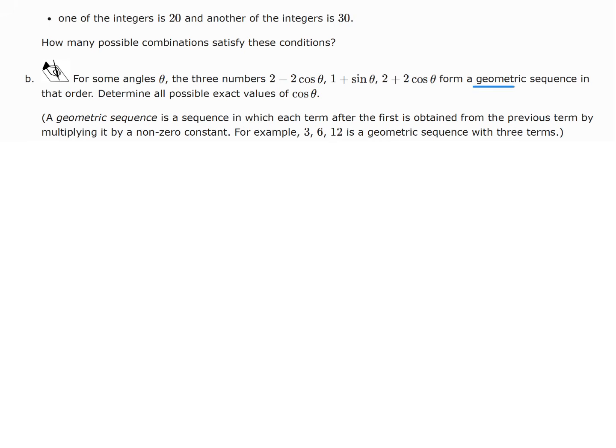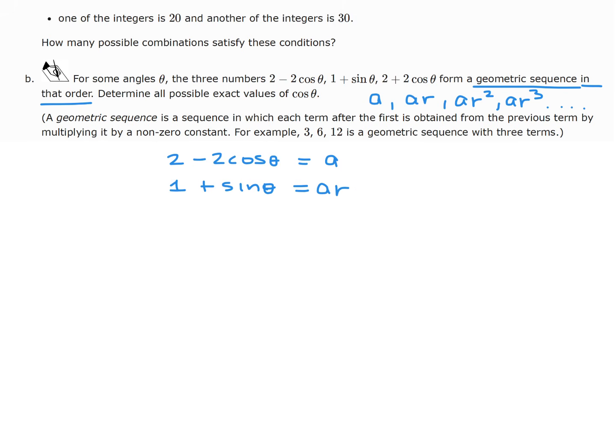All right, so a geometric sequence is of the form a, ar, ar squared, ar to the power of 3, that kind of thing. That's the way a geometric sequence is. So they're saying that these three are like that. We'll let the first one equal a. Did they say in that order? Okay, that's important. 1 plus sine theta, that's the ar, and 2 plus 2 cos theta is the ar squared.